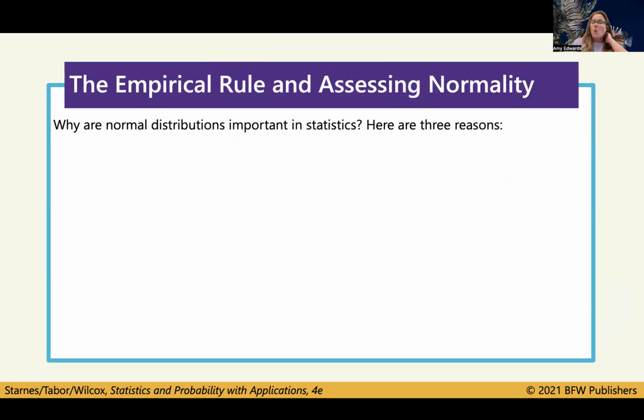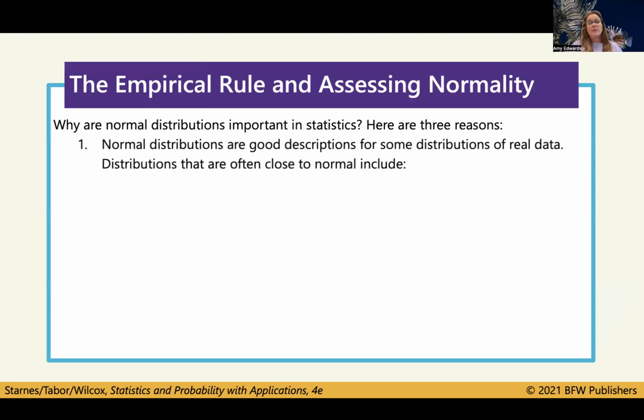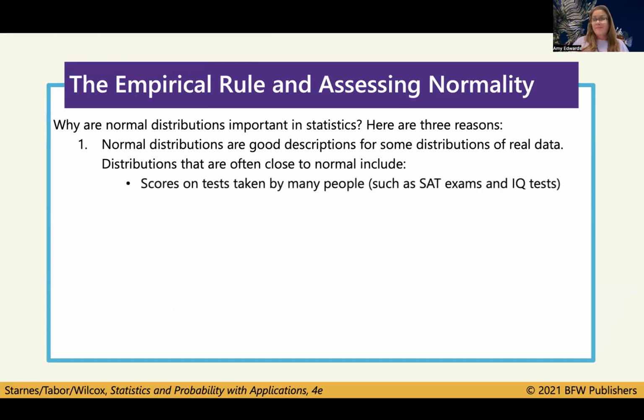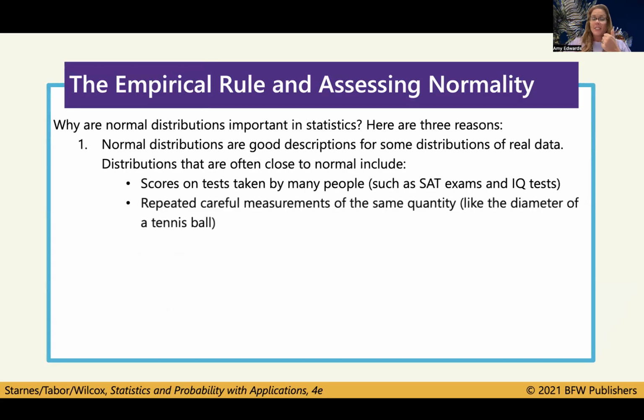Okay. So why are normal distributions so important? So we got three main reasons. They're good descriptions for some distributions of our data, and examples of normal distributions would be like scores on a test. We have ACT.